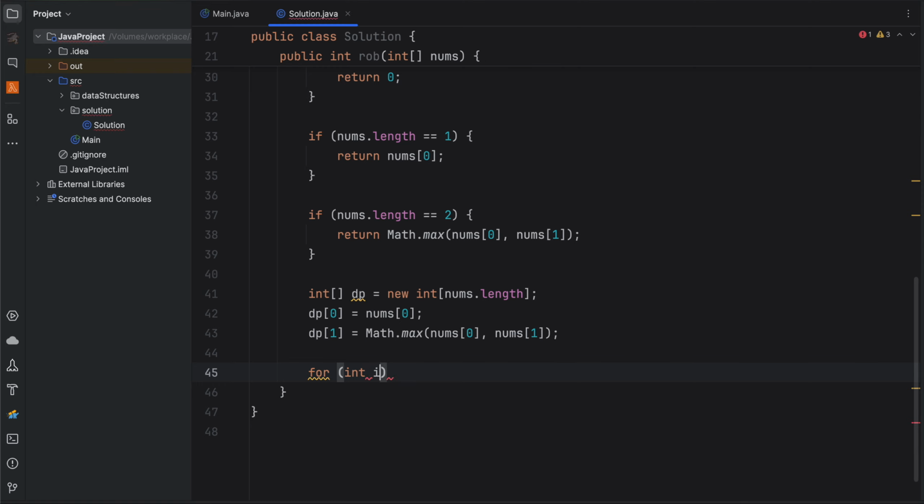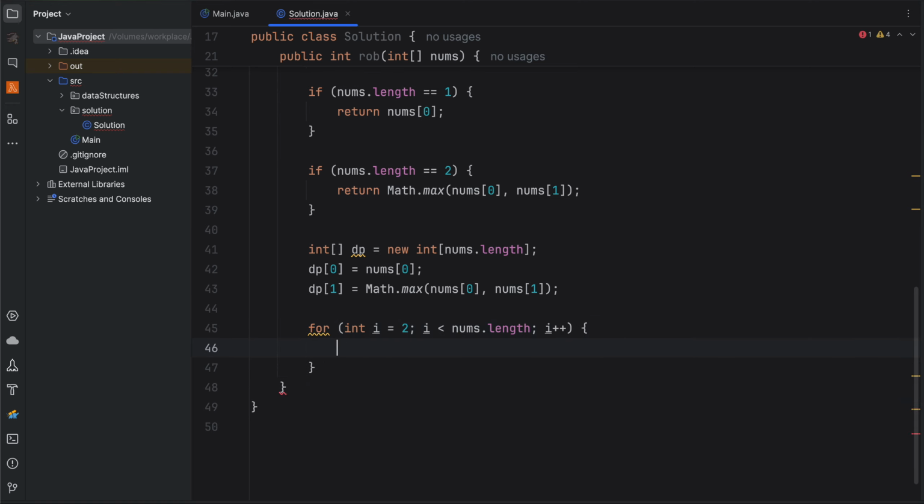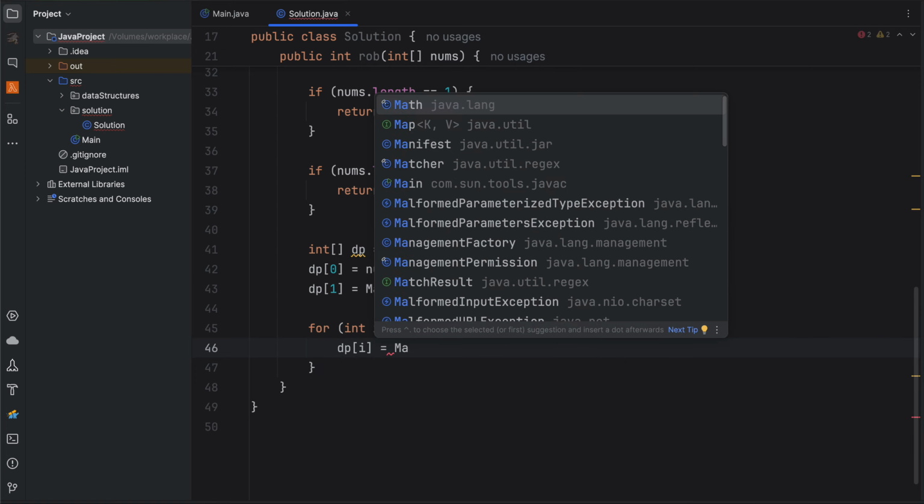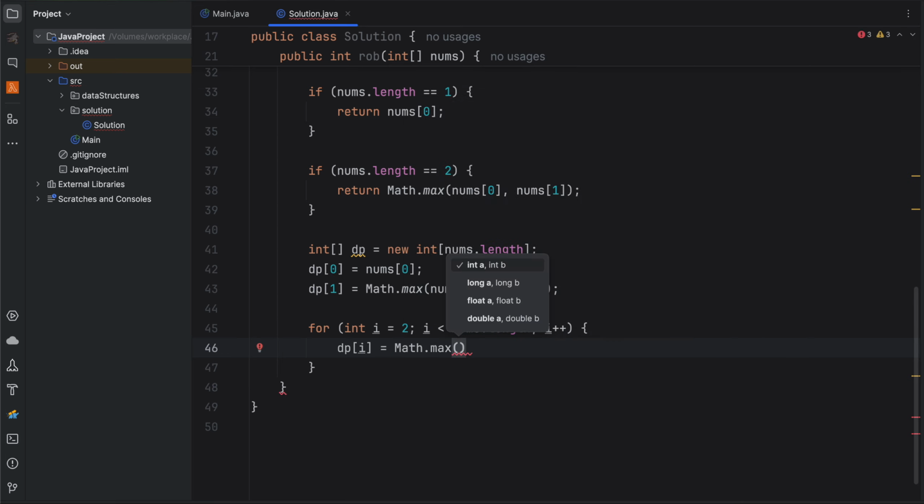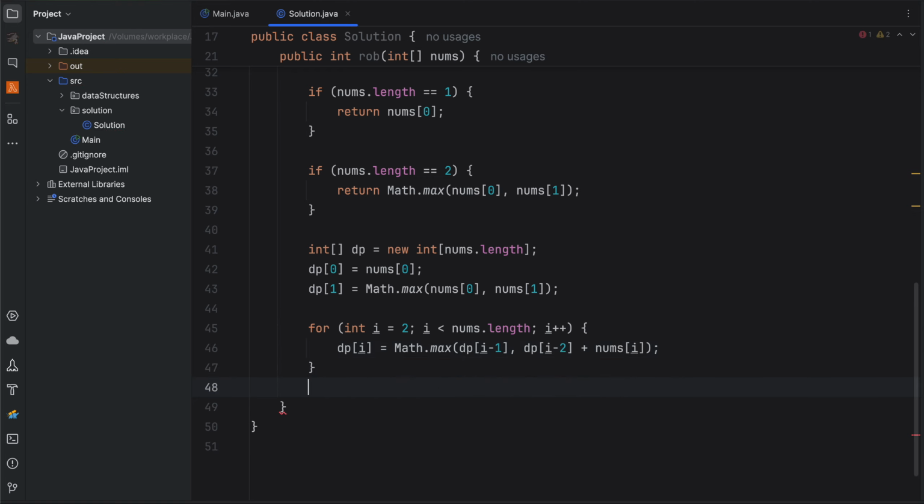So DP of 2, 3, 4, all the way to the last element. So for int i equal to 2, while i is less than nums.length, i plus plus, we can say that dp of i is equal to the maximum value between dp of i minus 1 and dp of i minus 2 plus nums of i. And that's it. The solution of the problem would be dp of nums.length minus 1.